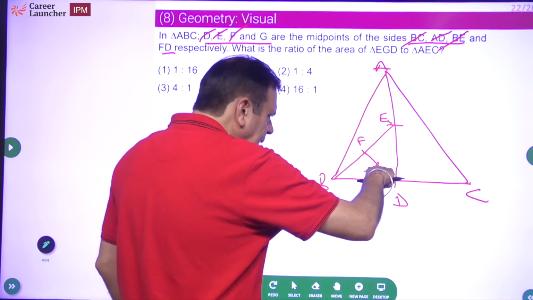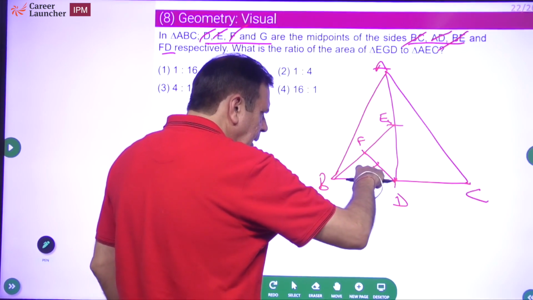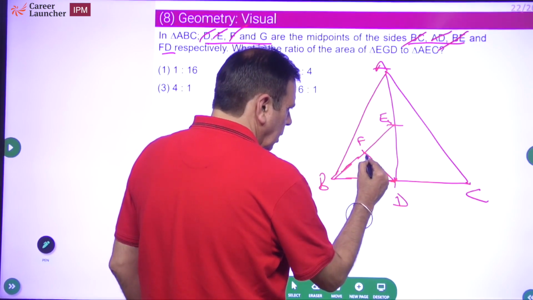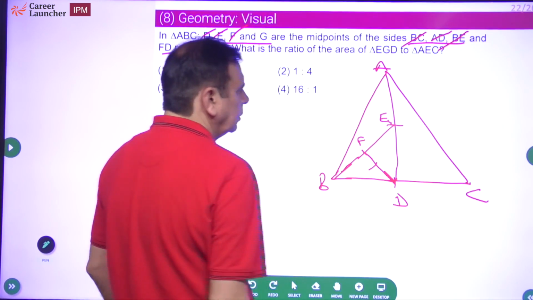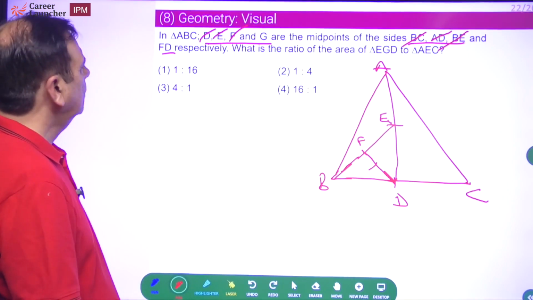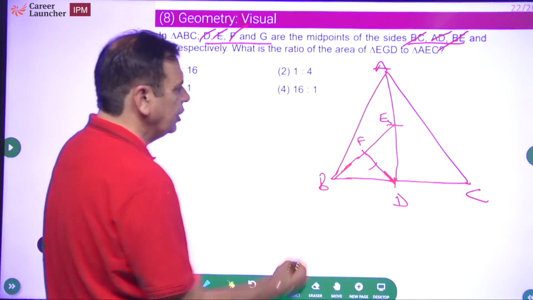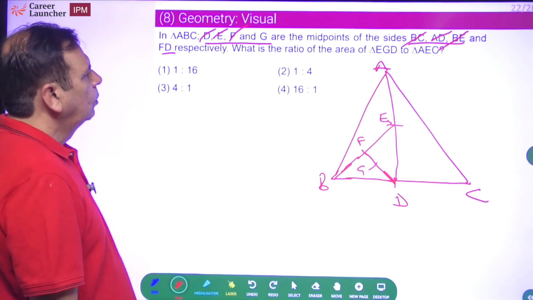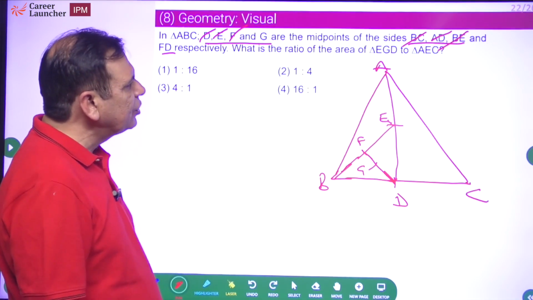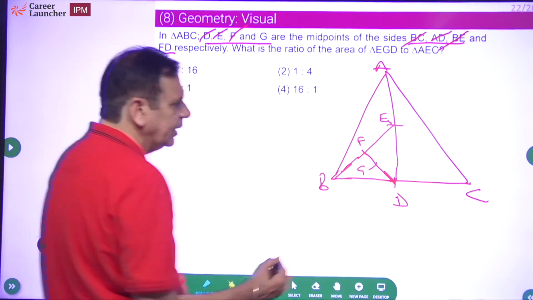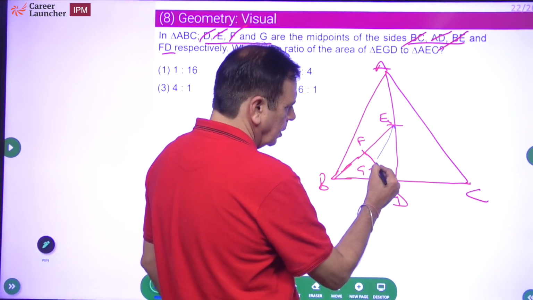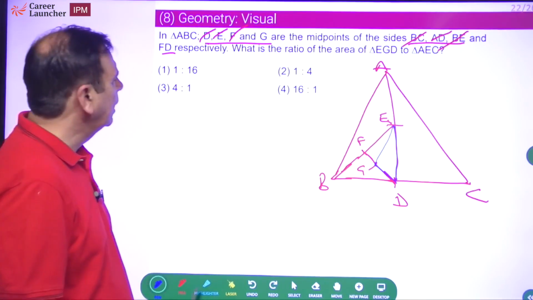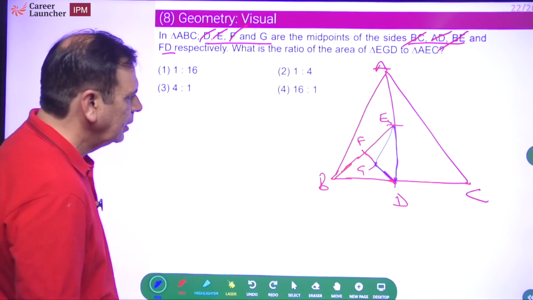Oh, I wrote it wrong. Okay, let me just correct this. And what was the last one? G. This is G. Okay, yeah. What is the ratio of area of triangle EGD to AEC? EGD. This is triangle EGD and the other is AEC.